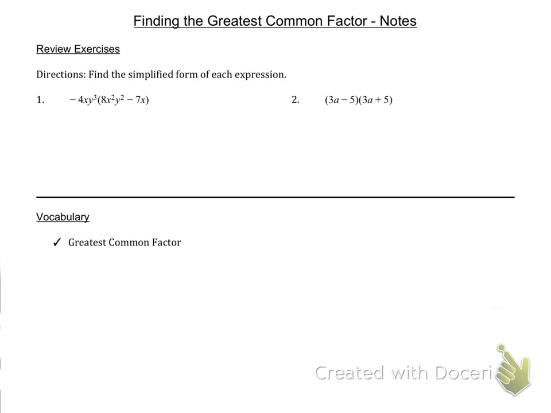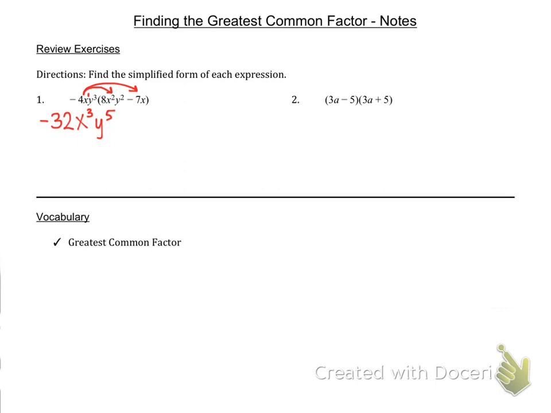So for number 1, I need to distribute that monomial to that binomial. So first what I'm going to do is I'm going to multiply the numbers on the outside. So negative 4 times 8 is a negative 32. Then I'm going to combine my x terms by adding the exponents. So remember we have an invisible 1 right here, so that's x cubed. And then for the y's we have y to the 5th power, so I added the exponents.